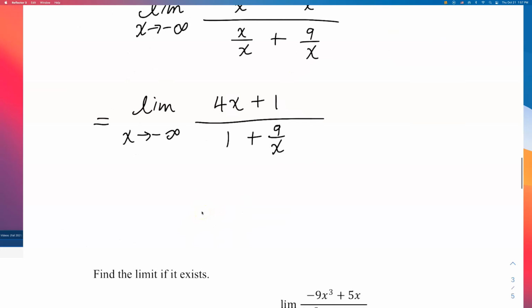Because if we now separate all these, what will happen to this one? This will turn into 0, right? Because imagine this: 9 divided by negative 1 billion. That's a 0, right? So remember the property, the limit as x approaches either positive or negative infinity of k over x, where k can be any number, is 0. Using that, we know this is 0.